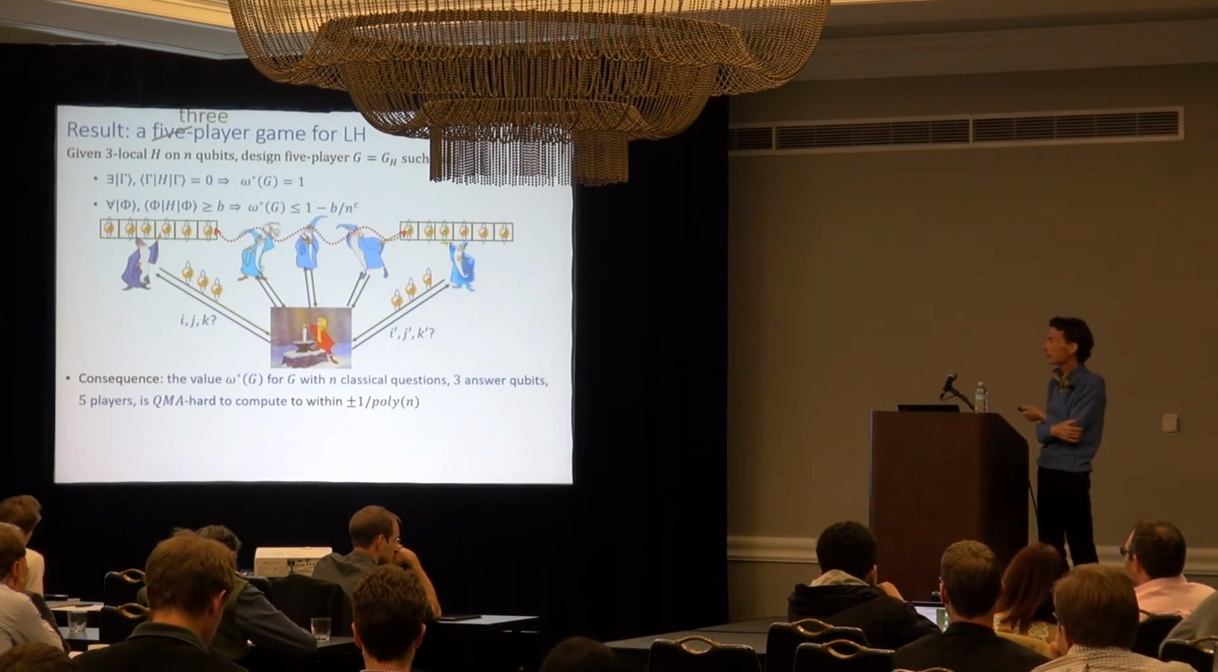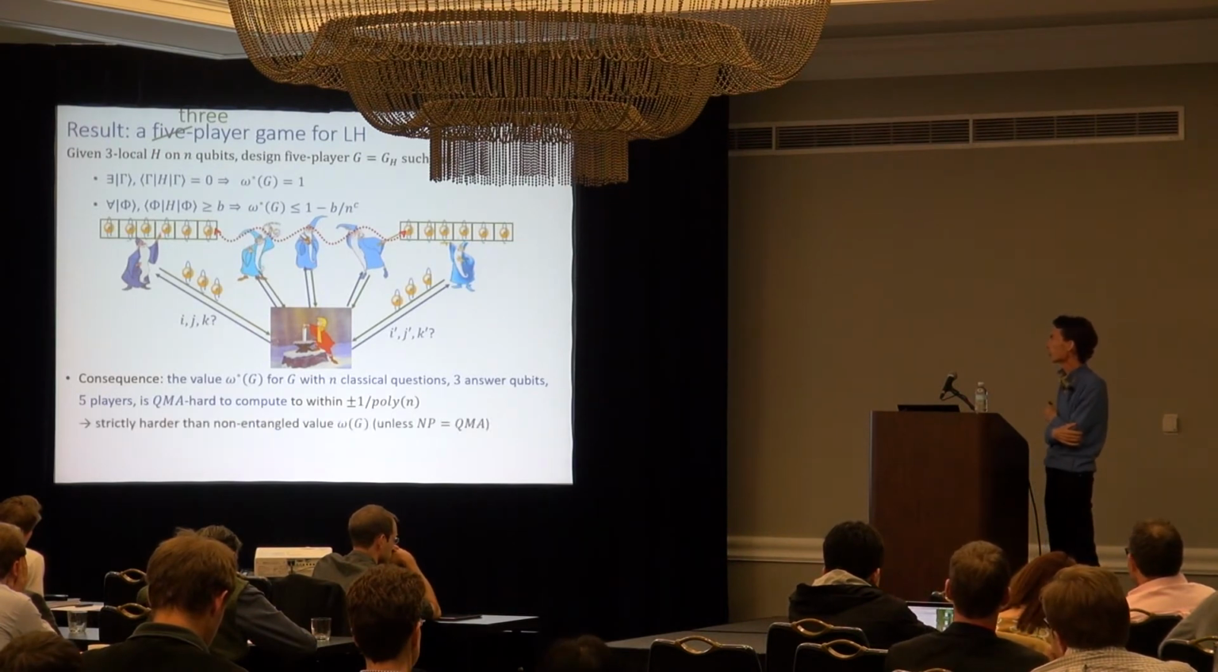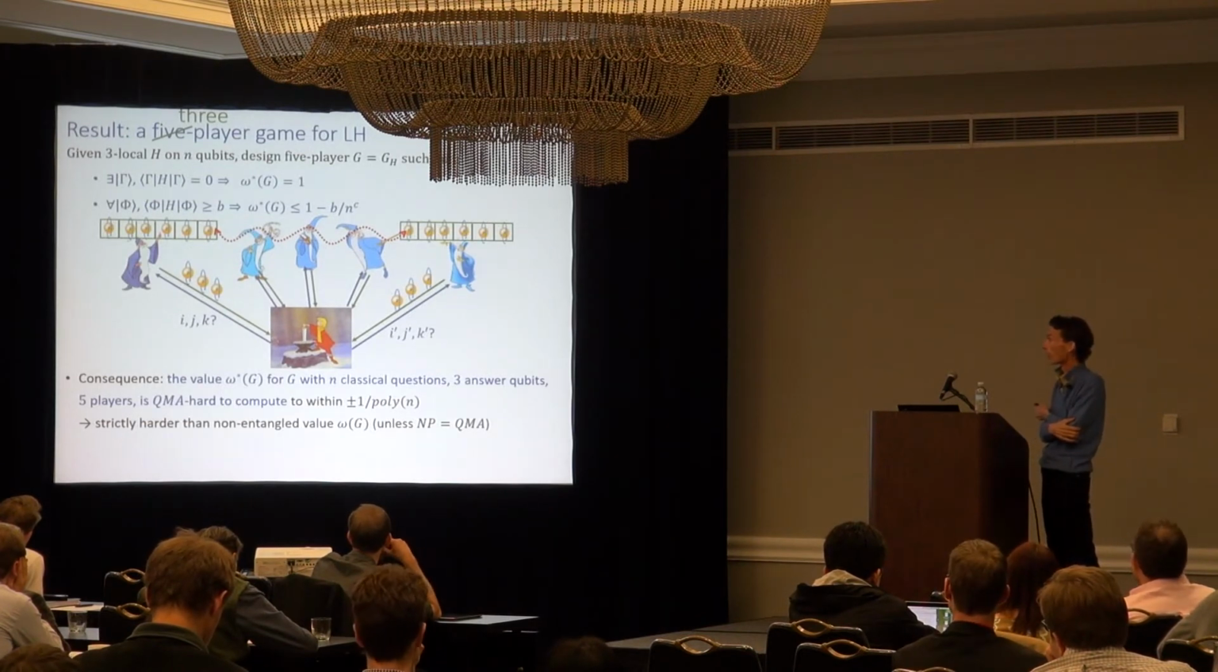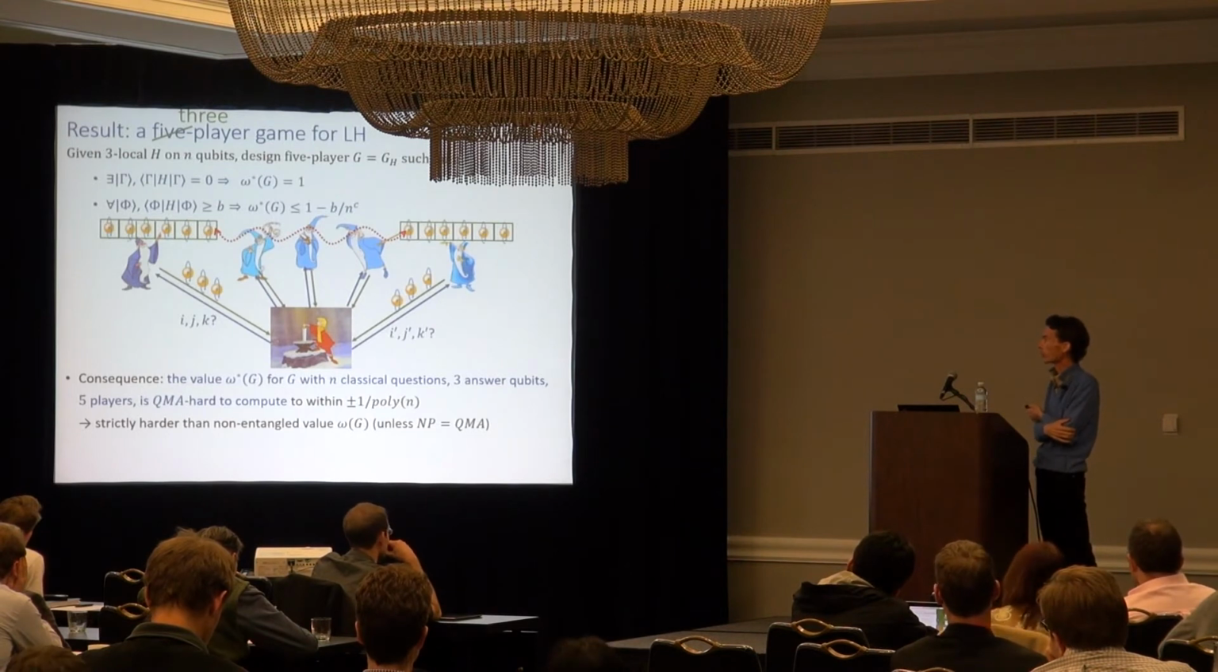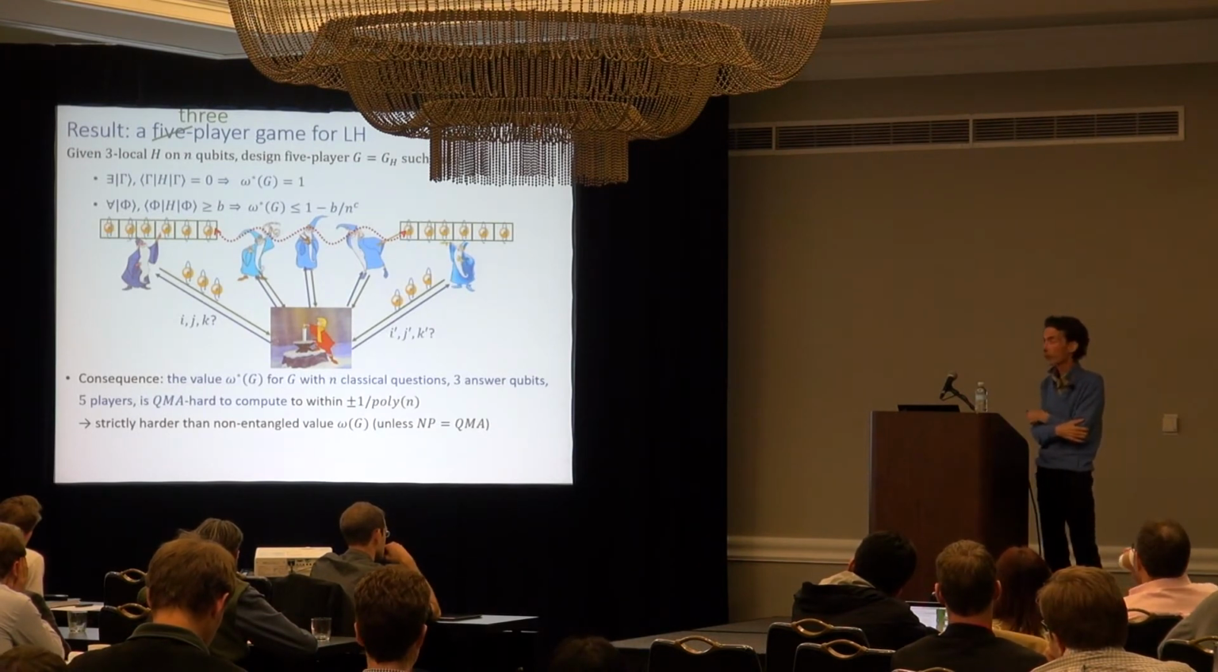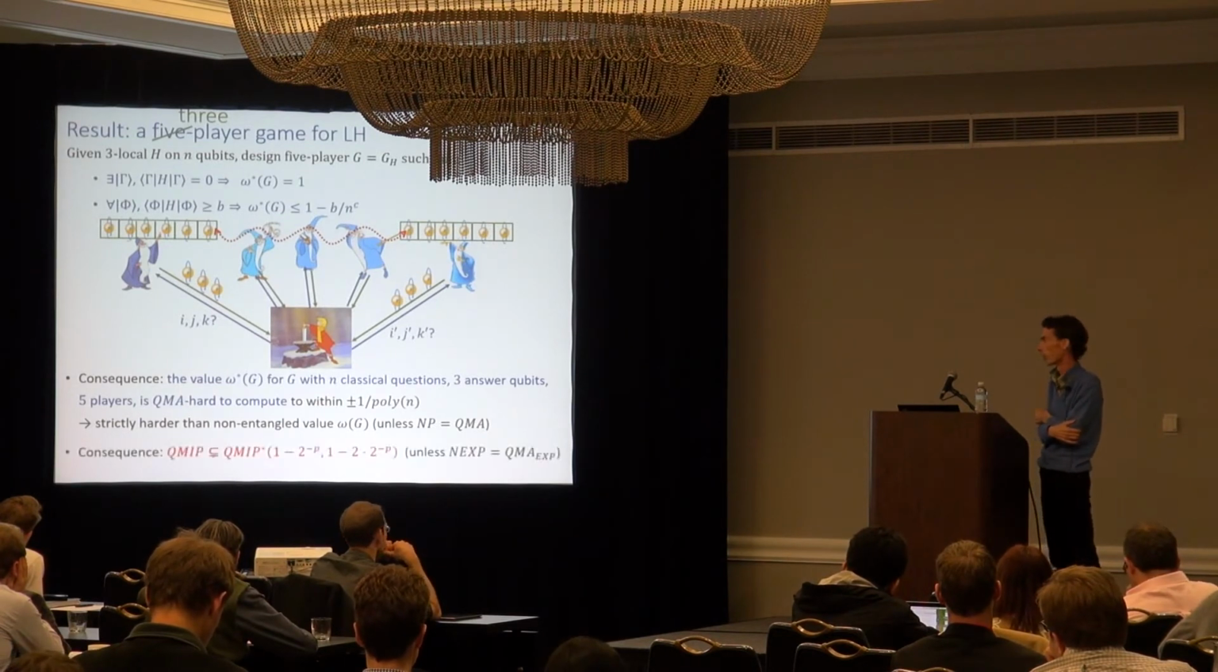In terms of complexity theory, there's some interesting consequences to the result, but I'm not going to go into them too much. One consequence, though, is that computing or estimating the maximum success probability of Merlins in this kind of game is a QMA hard problem. So this is better than what we knew before. Before we only knew that it was NP hard.